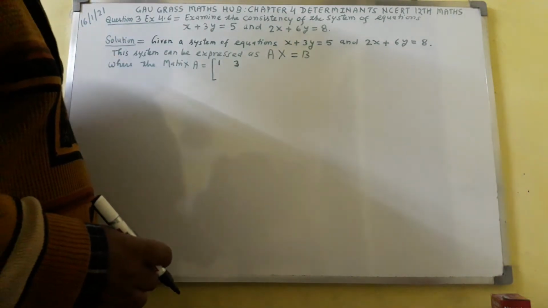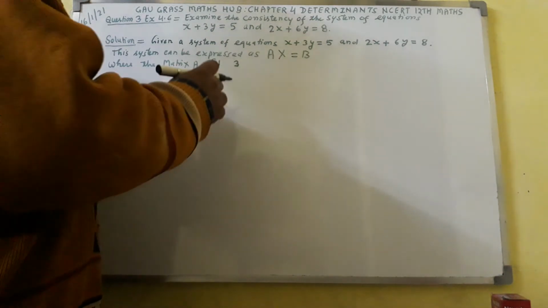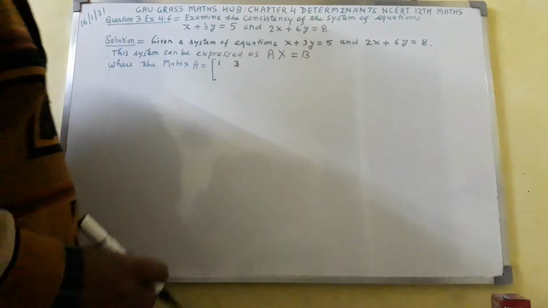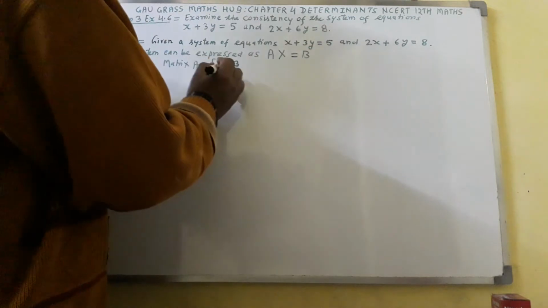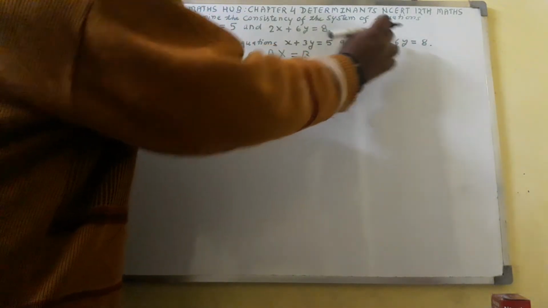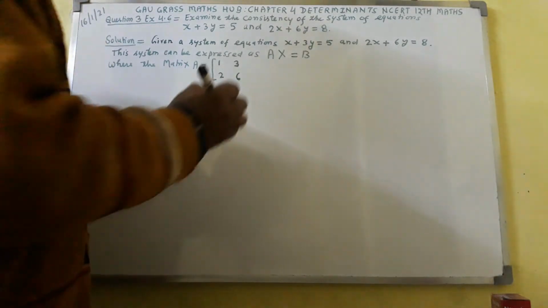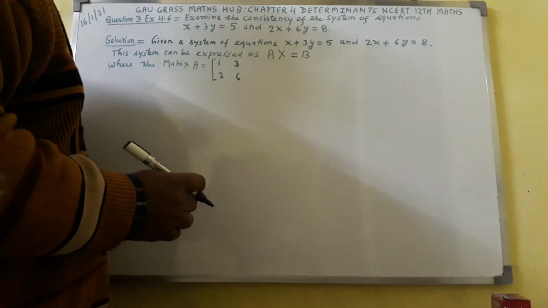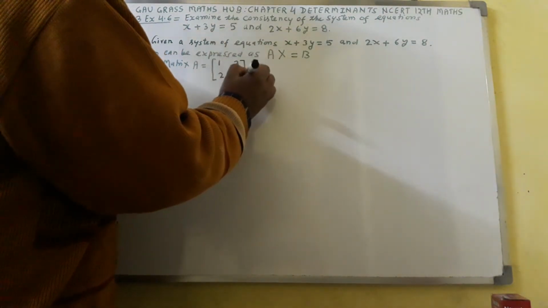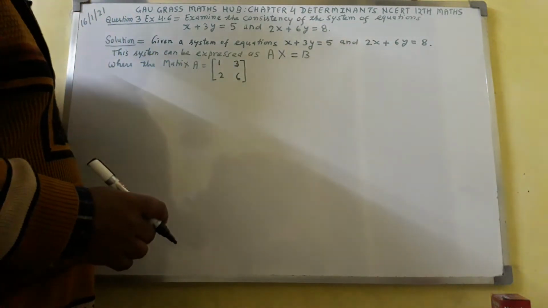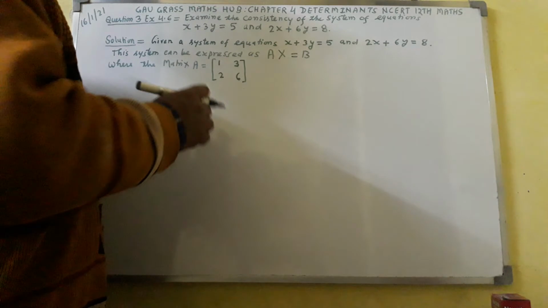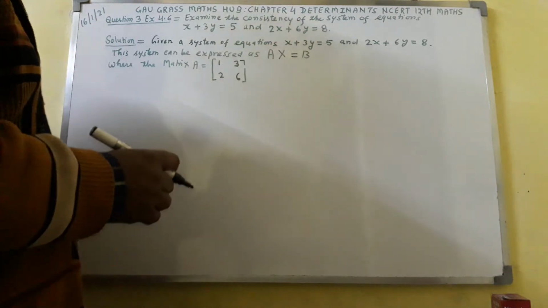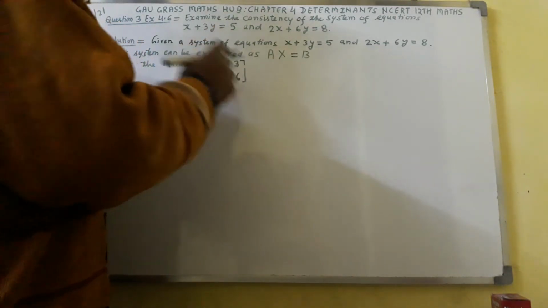Now come to the second row. The elements of the second row I shall take from the second equation. The coefficient of x is 2, so here write 2. The coefficient of y is 6, here write 6. From these both linear equations, I have formed the matrix A. This matrix A is of order 2 cross 2. In this matrix, there are 2 rows, first row and second row, and also 2 columns, first column and second column.